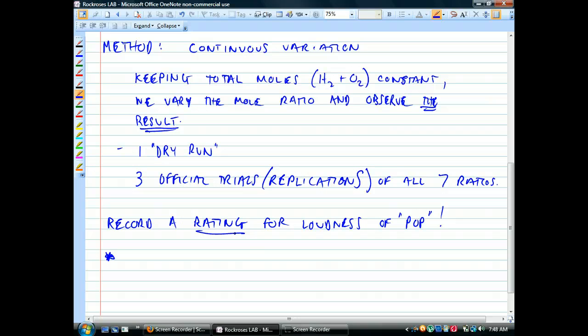So maybe that was a 2. But again, I don't know if that's a 2. I know it's a 2 because I've heard how loud they get. So that's why we need to go through all of them first. So go through them all once, then you develop your scale.